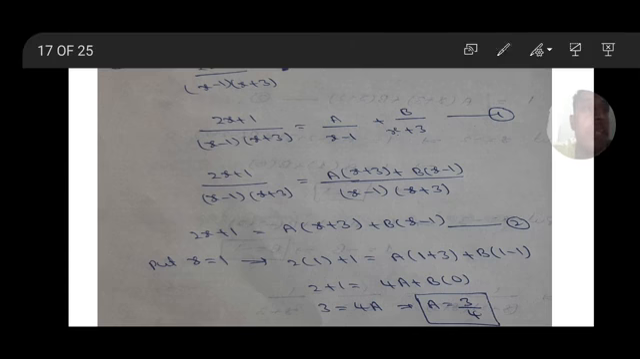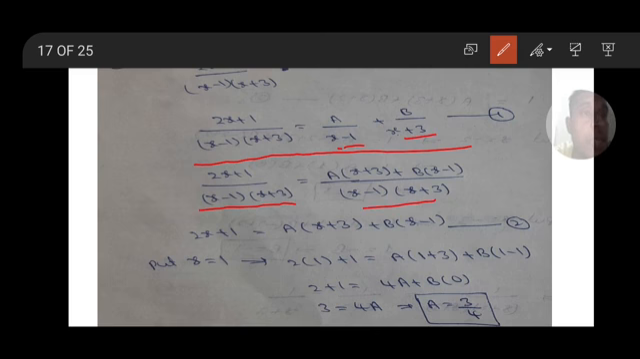So using the first case, 2x plus 1 by x minus 1 into x plus 3 equals a by x minus 1 plus b by x plus 3. By taking LCM on the RHS side, LHS is the same, 2x plus 1 by x minus 1 into x plus 3. On the RHS, x minus 1 into x plus 3 is the LCM. We get a into x plus 3 plus b into x minus 1. The denominator is cancelled out. We get 2x plus 1 equals a into x plus 3 plus b into x minus 1.